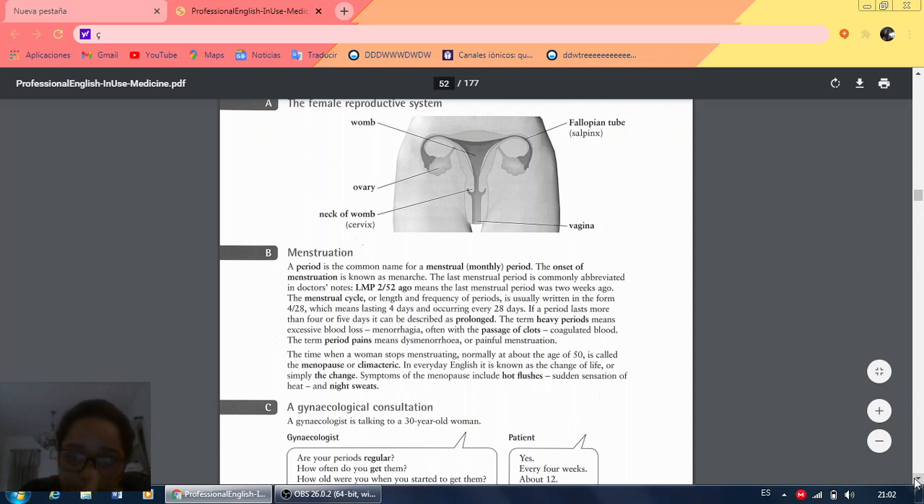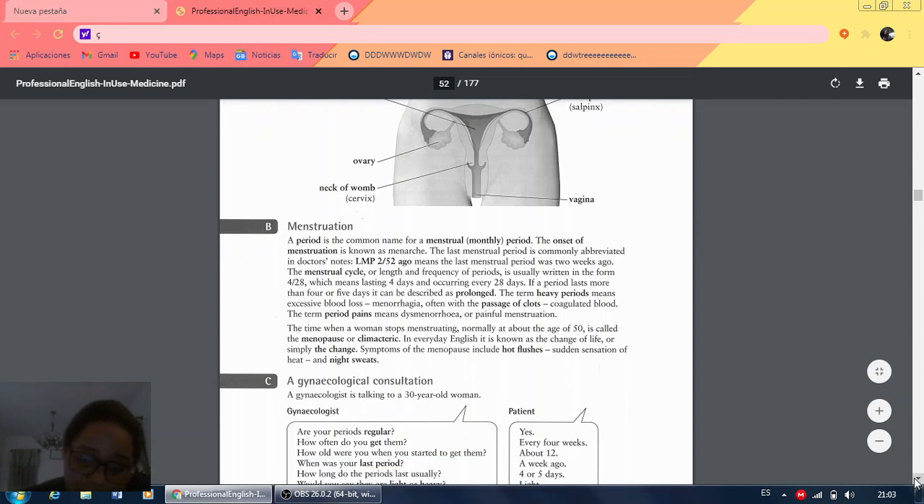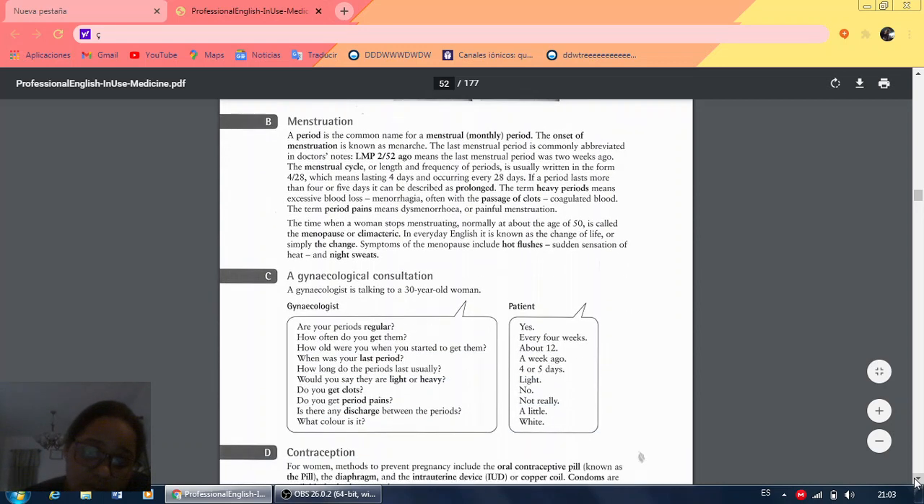The last menstruation period of menstrual cycles, the frequent period usually the fourth week, made 4 days, and occurs every day. This period lasts more. Excessive blood loss, memory of the patient. The third period going means be memory of menstruation. The time was worth stop menstrually normally about 2 and 5 days. Clinical sentences based on gynecology.